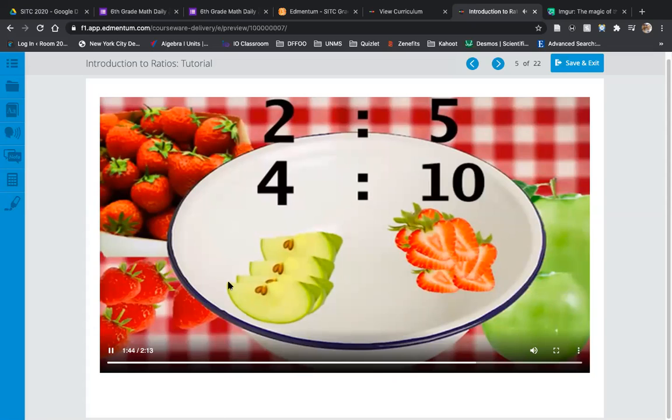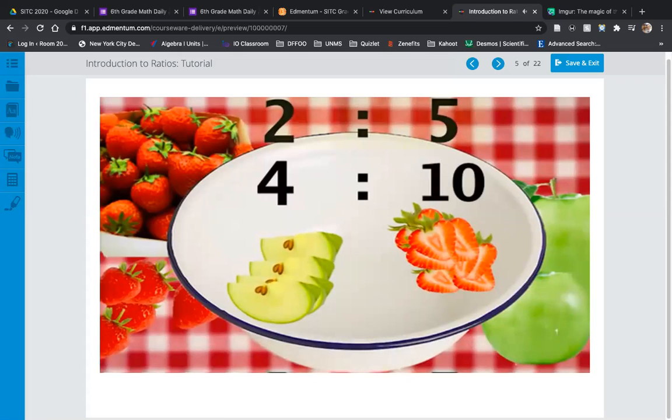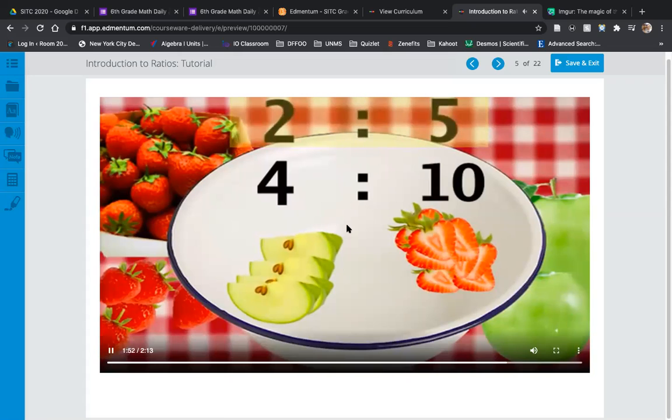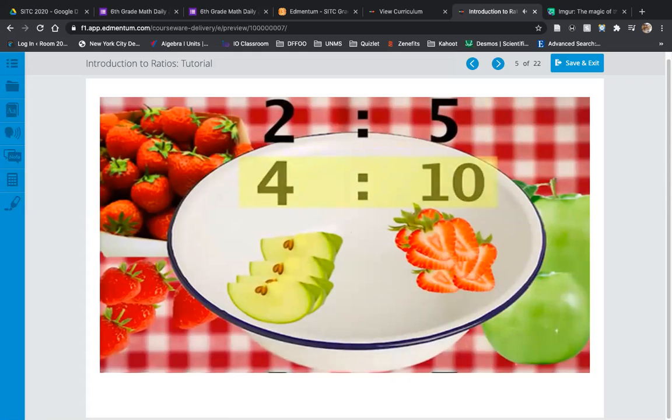Both salads are considered to have the same recipe because they have the same ratio of fruit. They have the same ratio of fruit because the ratio of 2 to 5 is equal to 4 to 10. There's just more fruit.